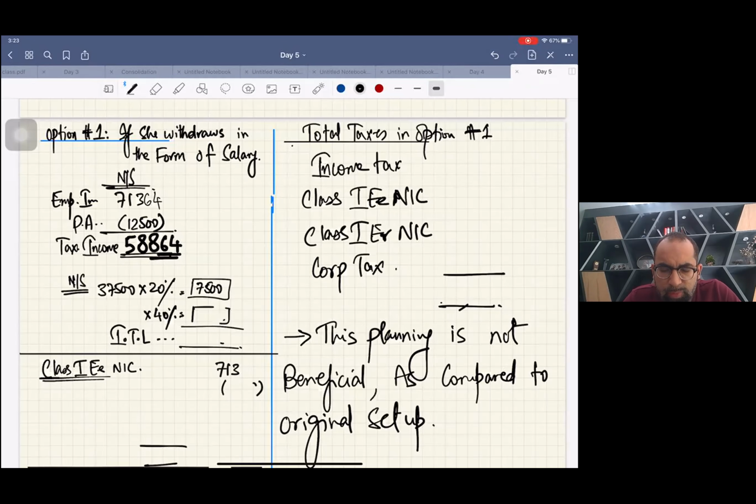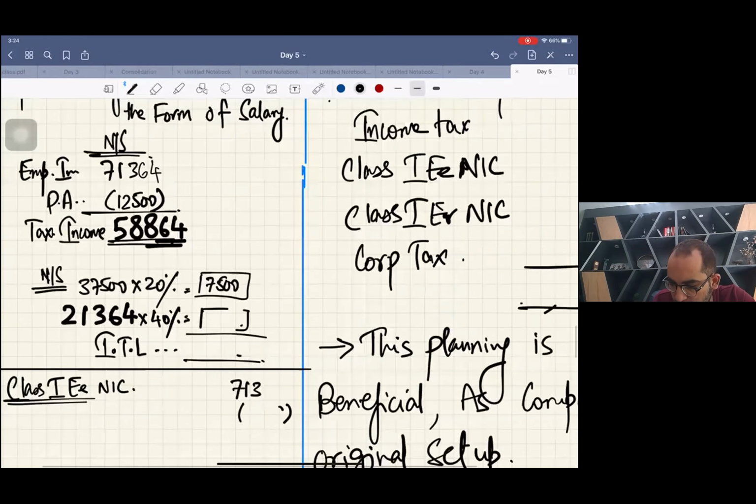Simply, it's non-saving income. 58864, and the first band is 37,500. Obviously 58864 is greater than 37,500, so you have consumed the whole first band: 37,500 times 20%. Now how much is left? 58864 less 37,500 is 21364. 21364 times 40%. How much? 8546.